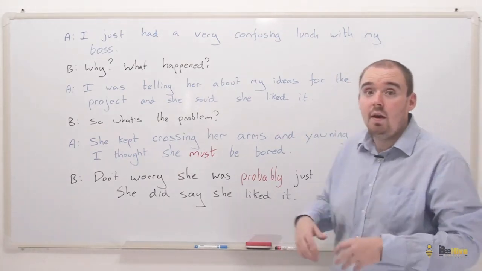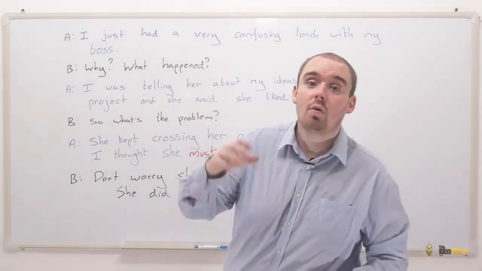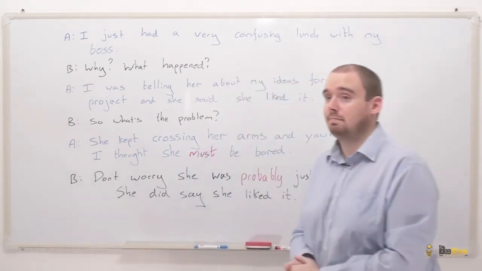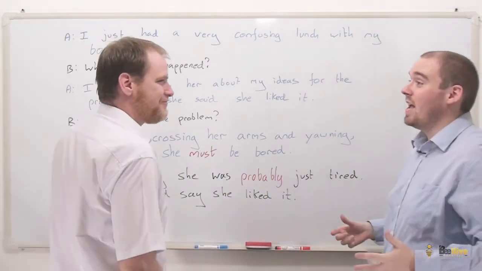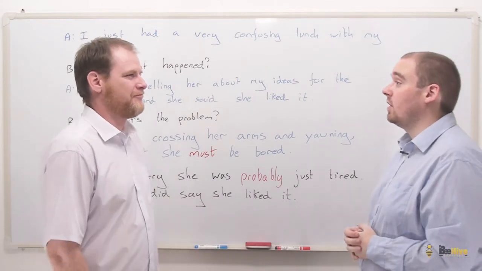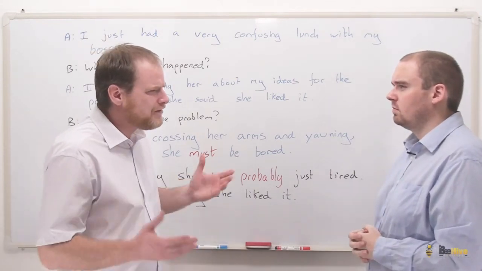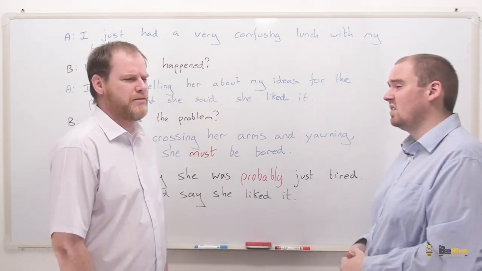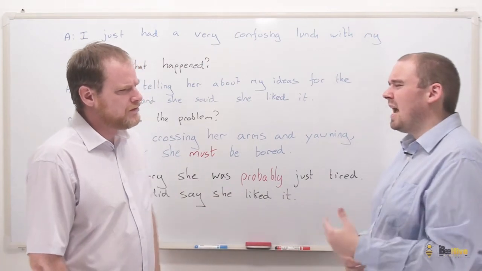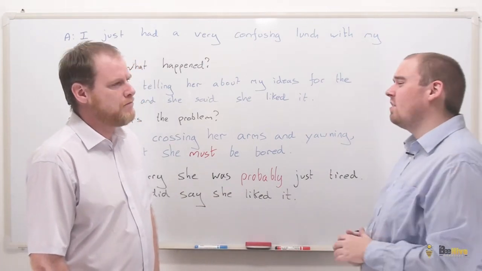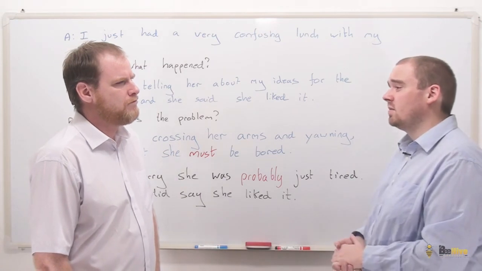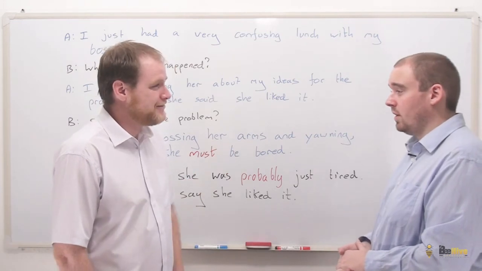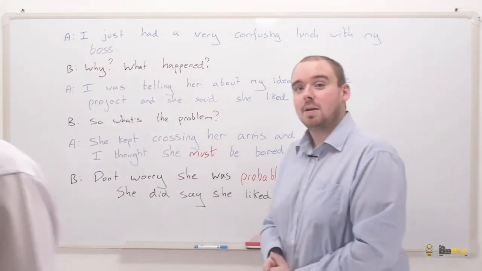Okay? So now, to help me practice with you, I'm going to do it once with my friend Gary, and then we'll do it together. So hello, Gary. Hi, Paul. Okay, so Gary, I just had a very confusing lunch with my boss. Why? What happened? I was telling her about my ideas for the project, and she said she liked it. So, what's the problem? She kept crossing her arms and yawning. I thought she must be bored. Don't worry. She was probably just tired. She did say she liked it. Okay. Well, thank you, Gary. No problem. Okay. So, thanks to Gary.